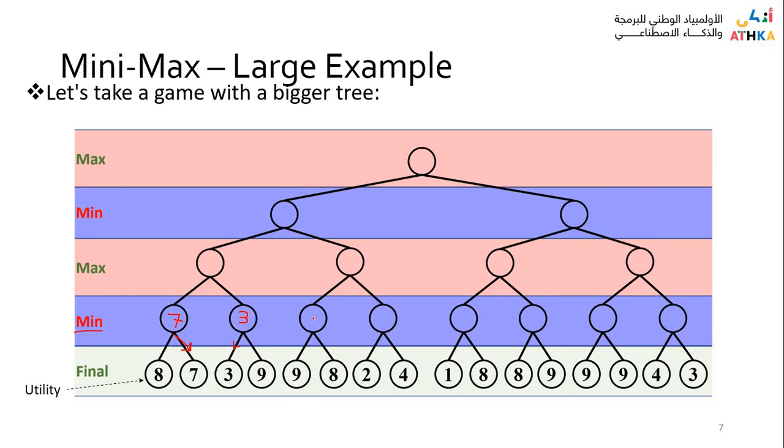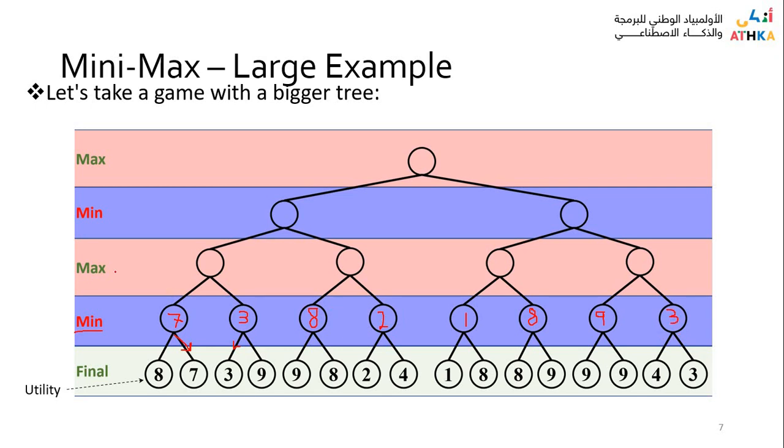Similarly, for 9 and 8, the minimum is 8, so this is going to give you a utility of 8. This is going to give you a utility of 2. This is going to give you a utility of 1, the minimum of 1 and 8, and this is going to give you a utility of 8, because for 8 and 9, the minimum is 8. This one is going to give you a utility of 9, and this one is going to give you a utility of 3.